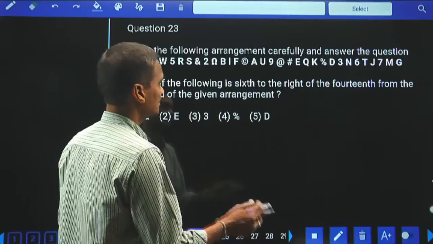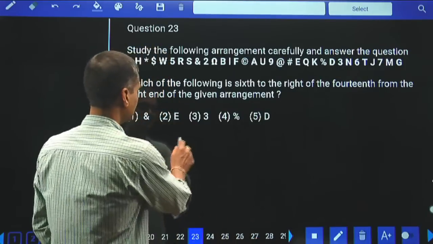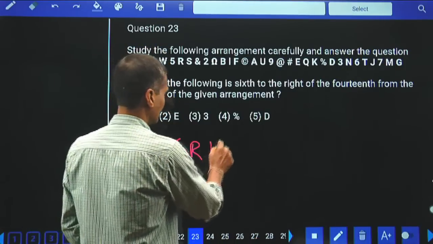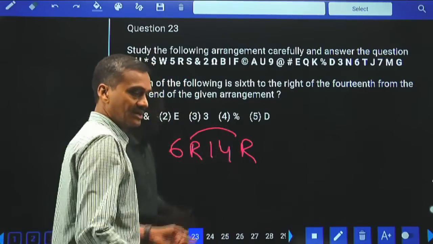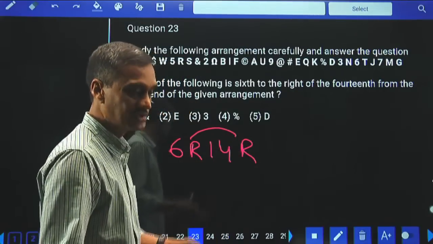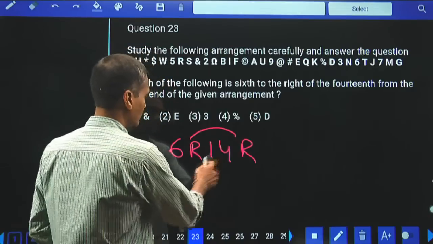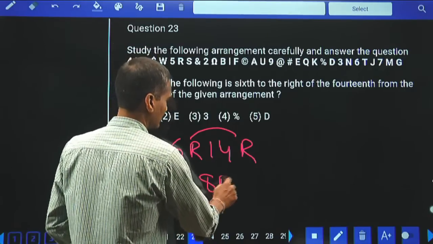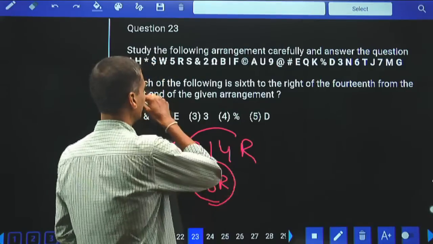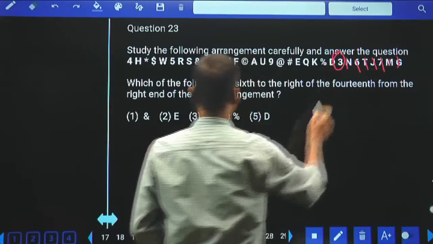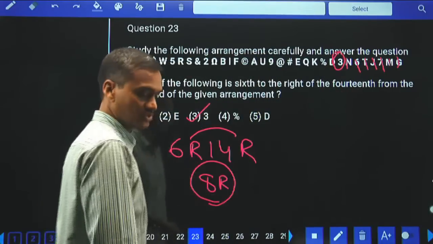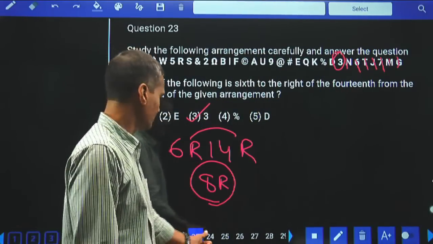Then coming to 23. Which of the following is the 6th to the right of 14th from the right? 6th right, 14th right. In the classroom, we have discussed this one. Whenever the directions are same, right and right, then we need to subtract, isn't it? Hence 14 minus 6 is how much? 8th, right? Now we need to count the 8th element from the right hand side. 1, 2, 3, 4, 5, 6, 7. The 8th element from the right is 3. Choice 3 is the answer. Question number 23, choice 3.